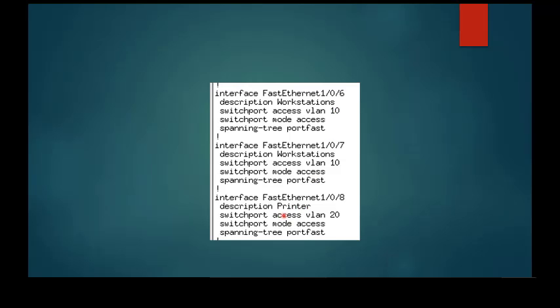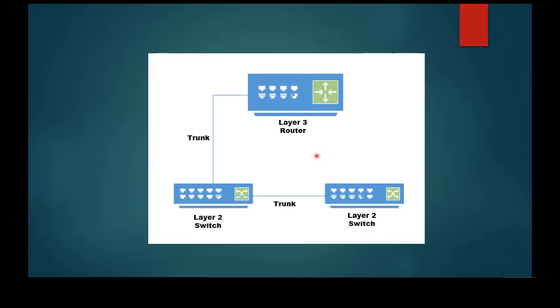And the same thing with the printers. Same thing, you're just defining it as VLAN 20. The other side of it is a trunk port. And so it is a port that is designated as a switch port mode trunk instead of access. With the trunk, the biggest difference is that the trunk port will pass that VLAN tagging.